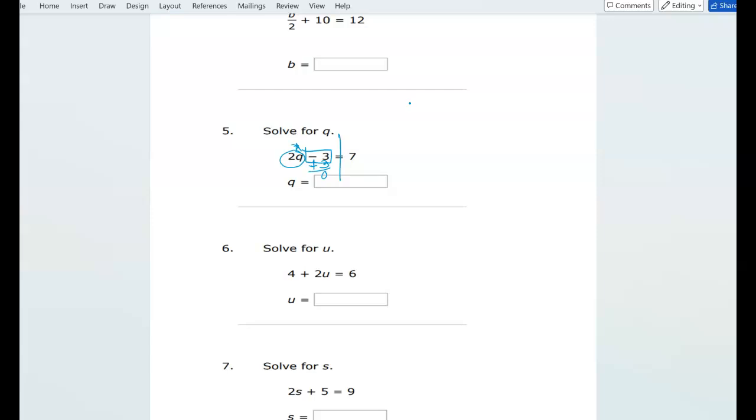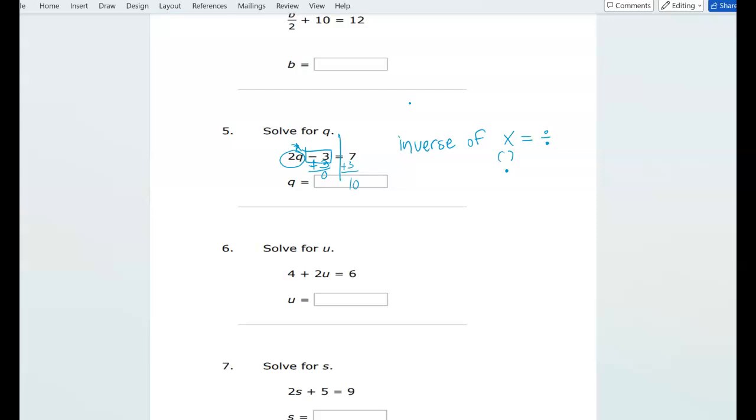We do one side, we do the other. What did we do? We added 3. 7, 8, 9, 10. And we're bringing down 2 times Q. What's the inverse or opposite of multiplication? It is division. And multiplication can look like this now, parentheses or a dot.